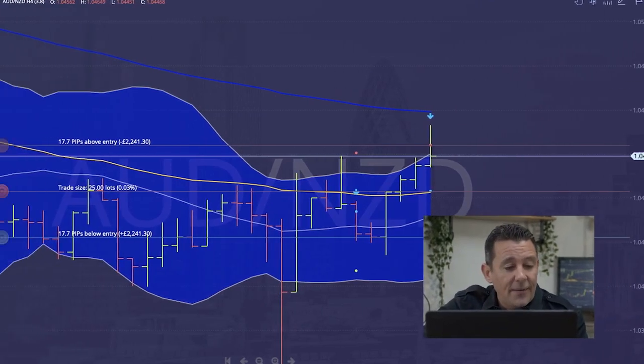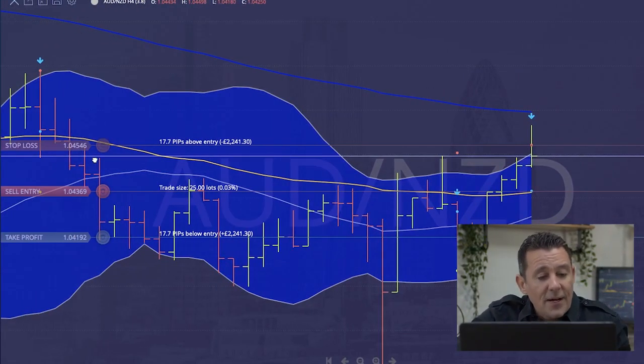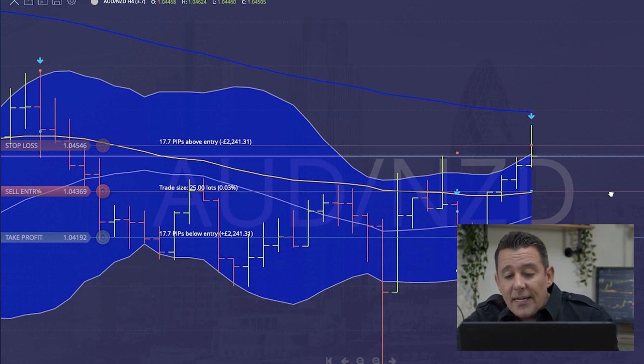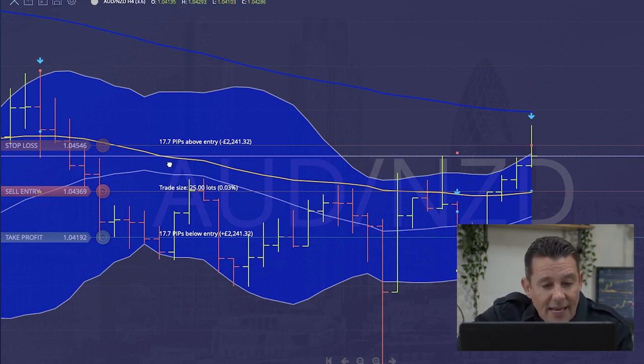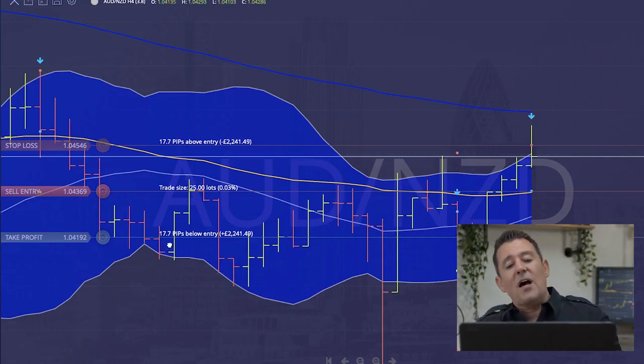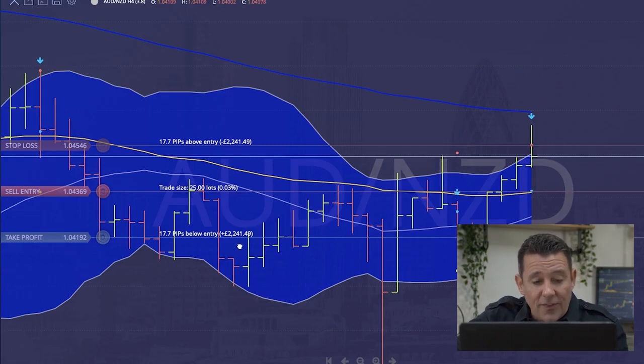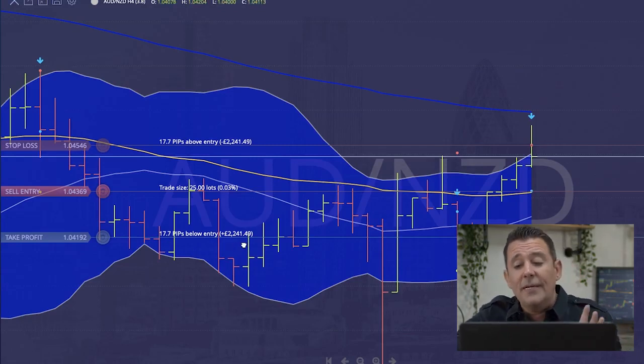So we have our entry here at 1043. We've got our stop at 1045. We've got our take profit at 1041. So here you go. You've got yourself a 17 pip stop. You've got a 17 pip profit target. That is a 1-to-1 reward to risk. We're looking to make maybe £2,500, 2,241.